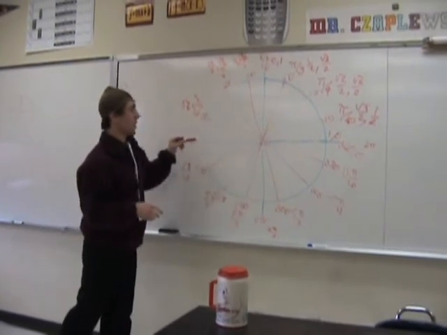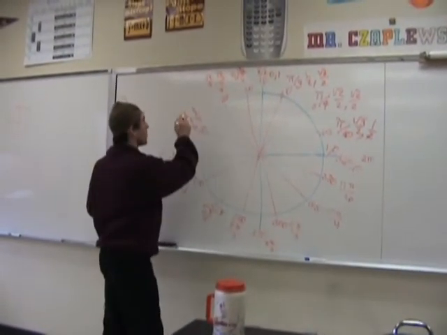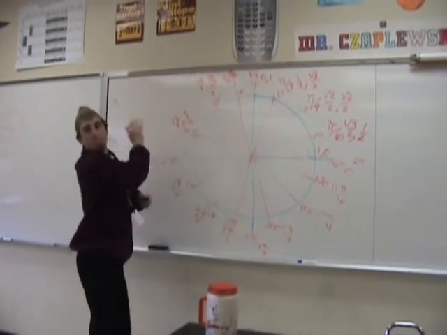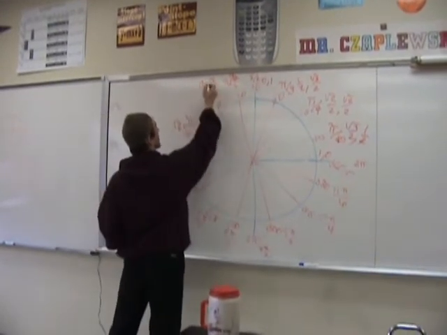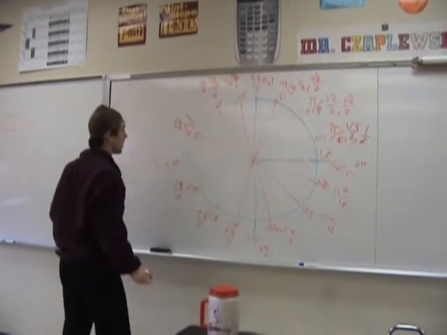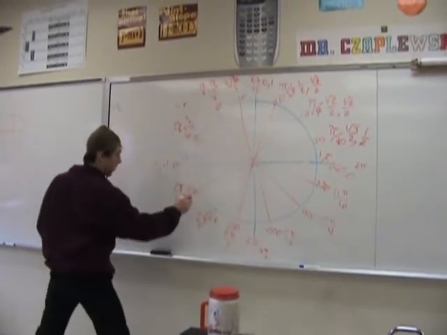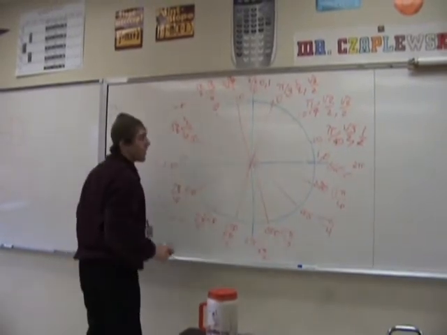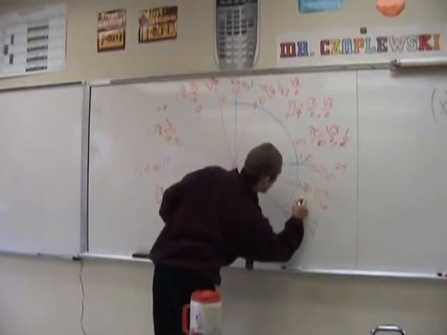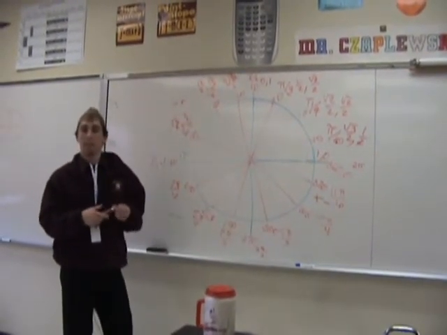The only difference is, you gotta remember what quadrant you're in. If you're in this quadrant, all the x values are going to be negative. So that's a negative, that's a negative, that's a negative. So this whole one is negative positive. This quadrant is negative negative. And then this quadrant is positive negative. Understand? Yeah, all right, I get all that.